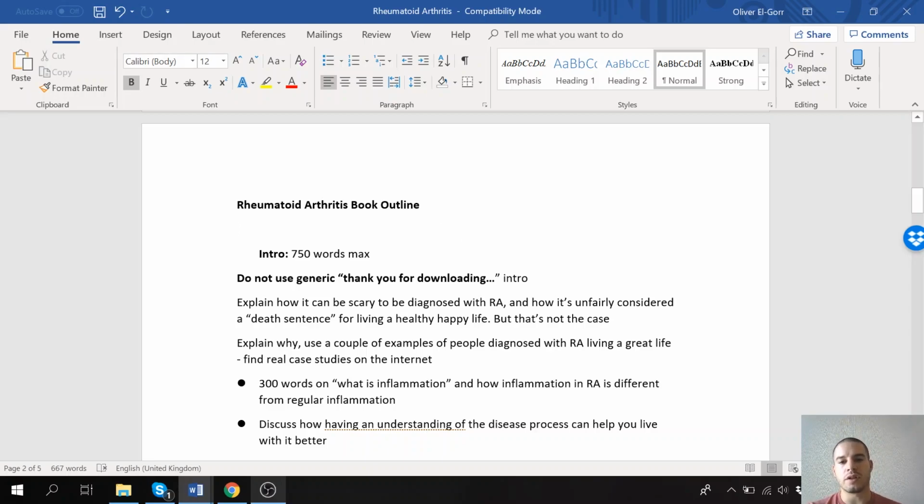So start with the introduction. Obviously, it's the first part. I said 750 words max because I didn't want that much time spent on this section. Thought it could be better used elsewhere in the book.